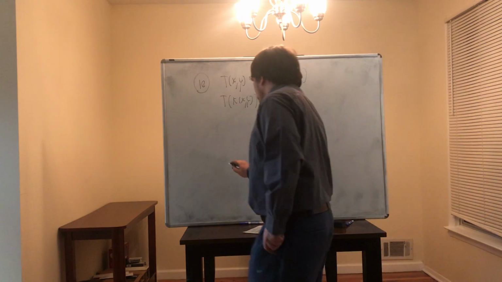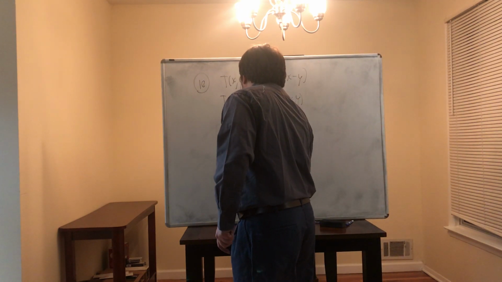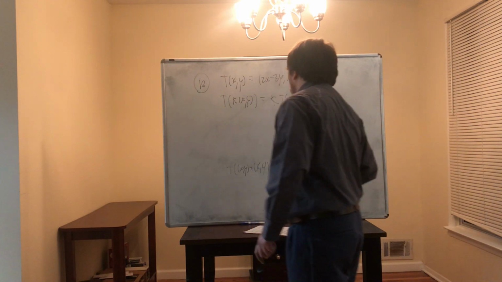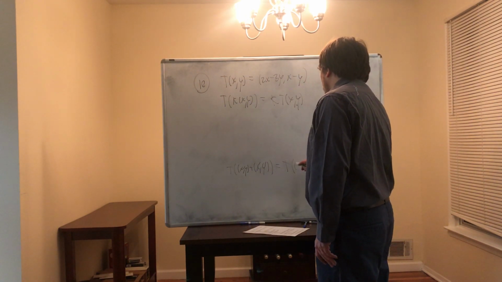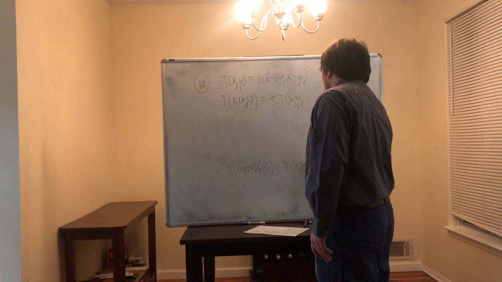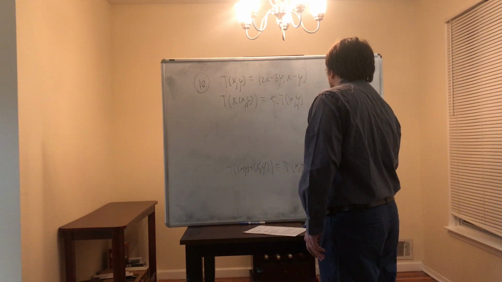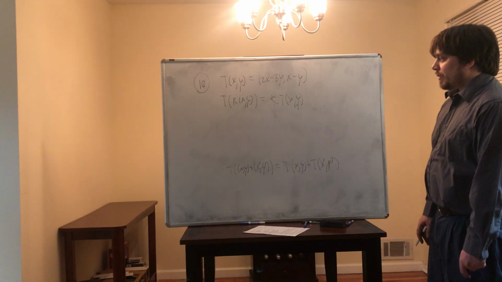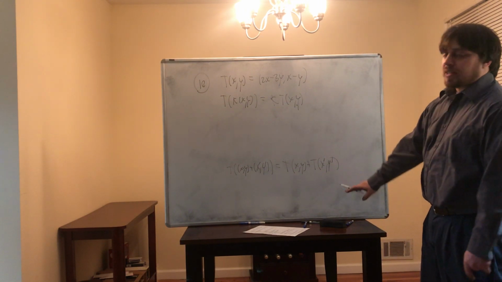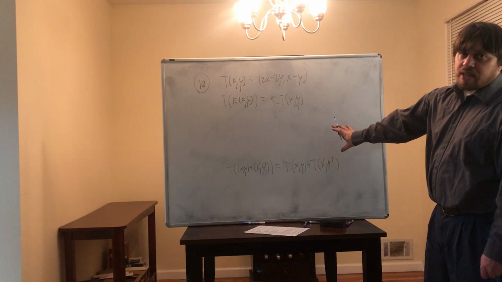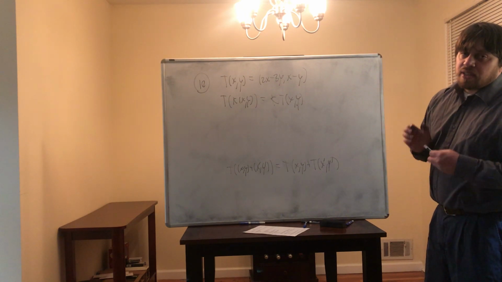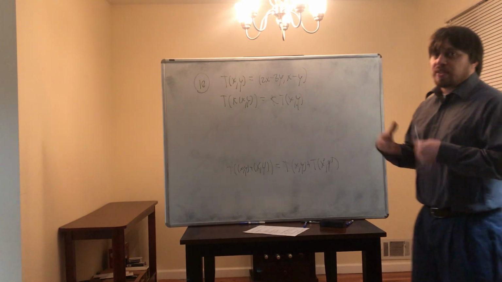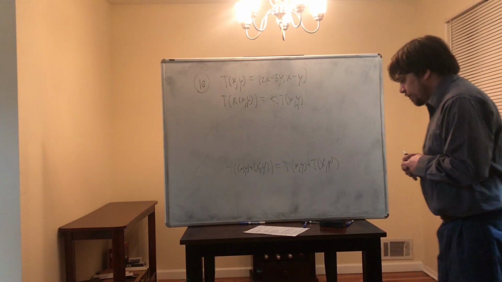I'll write this here. T of (x, y) plus (x prime, y prime) is equal to T of (x, y) plus T of (x prime, y prime). This is called the homogeneity property, and this is called the additive property. Those two properties together mean you have a linear transformation, and if something's a linear transformation, it is also a matrix transformation.